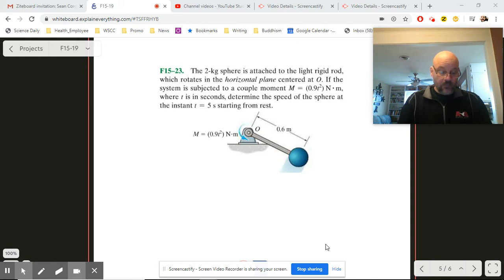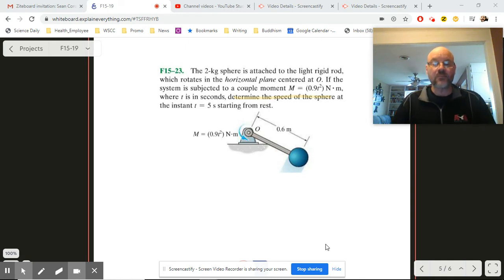Okay, so again, like the last ones here, we're supposed to try to, in the end, find the speed of this thing. Now let's break it down just a little bit first. There's some code words in here to watch out for. It says light, rigid rod. That's a code word for ignore the mass. So some kind of super spectacular material that's infinitely rigid and happens to have no mass whatsoever. Nice.